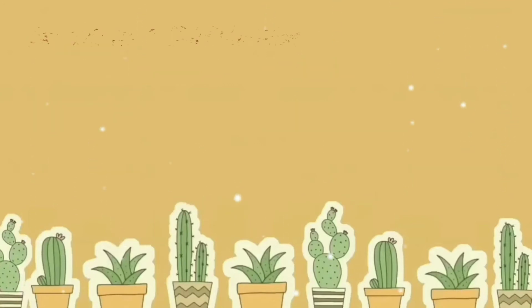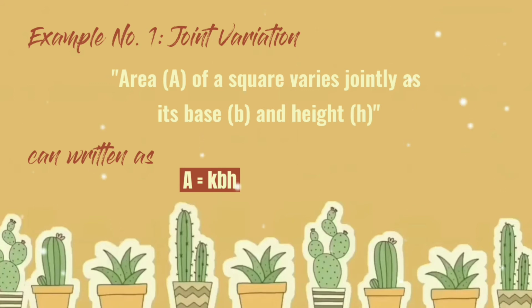Example number 1, joint variation. Area of a triangle varies jointly as its base and height. A represents the area, B represents the base, and H represents the height. Can be written as A equals kBH.